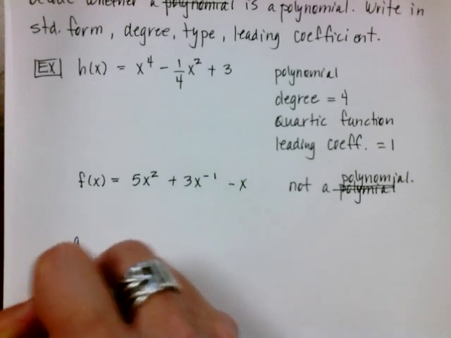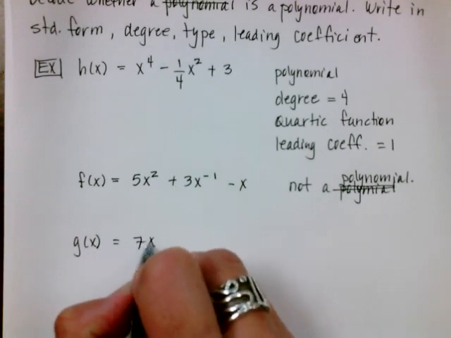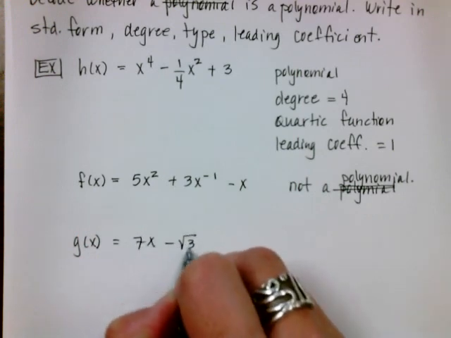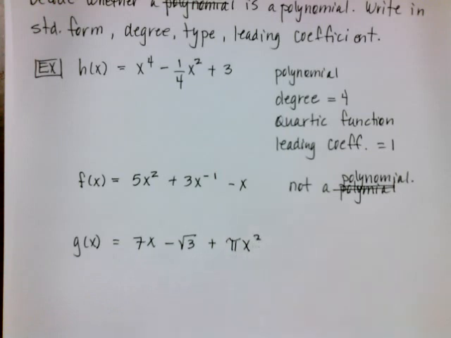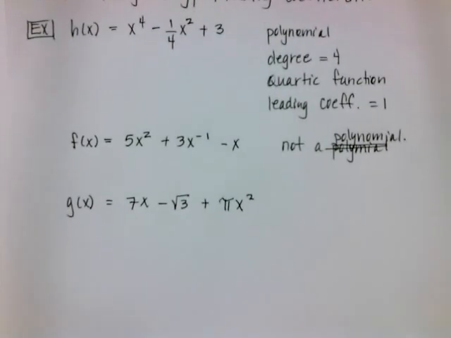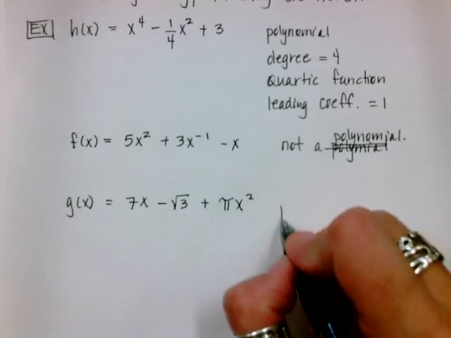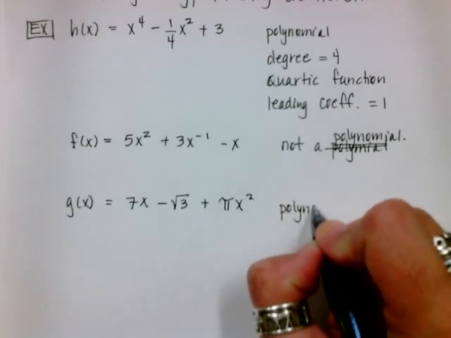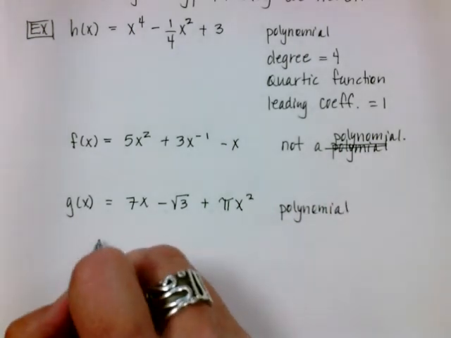And the reason that it's not is because it has a negative exponent. So then my next example, I'm going to have g of x is equal to 7x minus radical 3 plus pi x squared. If we assess this one, you'll notice that both of my exponents are integers. So this one is in fact a polynomial. It's not in standard form, so I need to rewrite it.